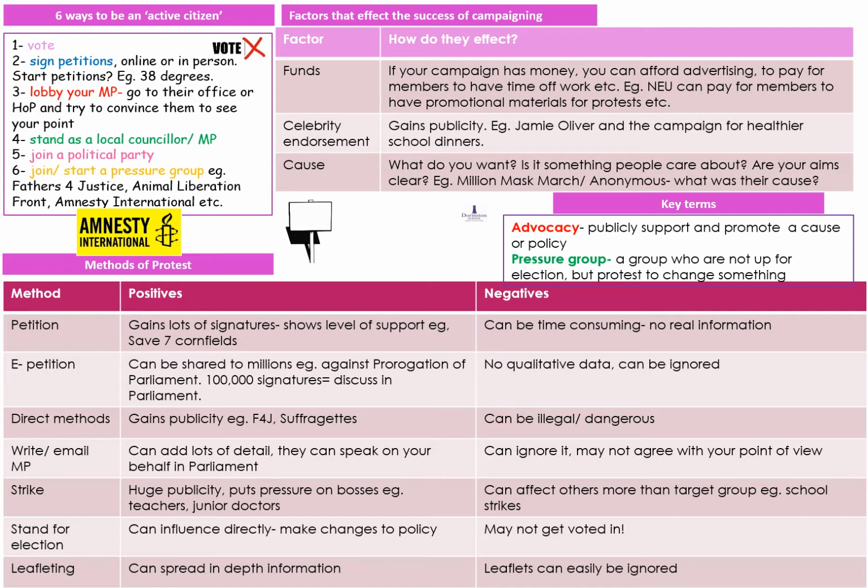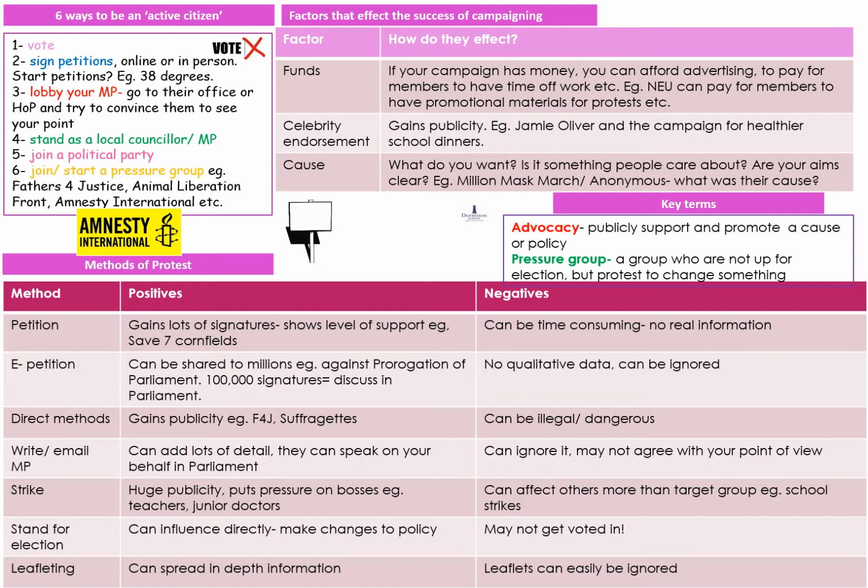And think of some of the pressure groups that have, for example, lots of pressure to allow gay marriage, lots of pressure to ban fox hunting, lots of pressure to do things like save the 7 cornfields by the top of the Northway. So pressure groups can work. They're a brilliant way of people acting out their protests.